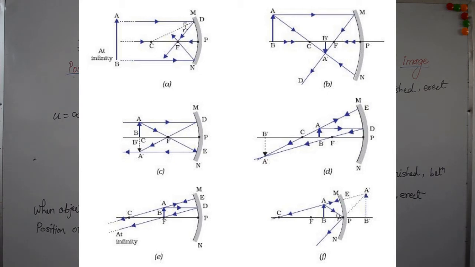Next case, when the object is at focus. When the object is at focus, then the image forms at infinity because the rays go parallel, therefore the image forms at infinity, at some point which is very far, and it is real, inverted and highly magnified, means very big.